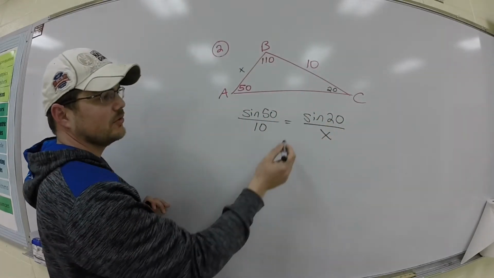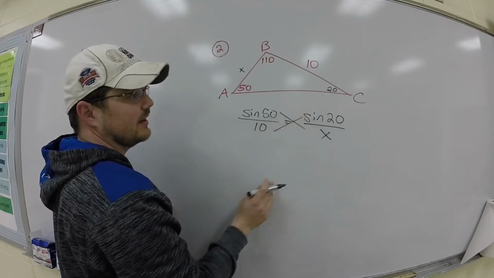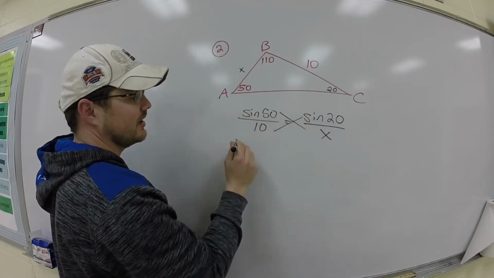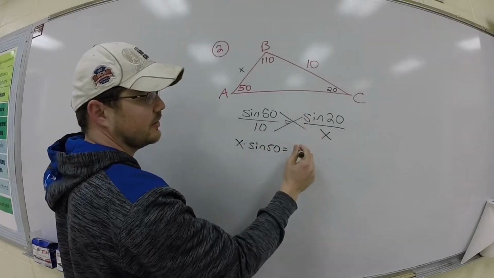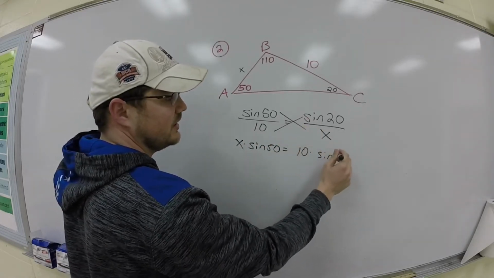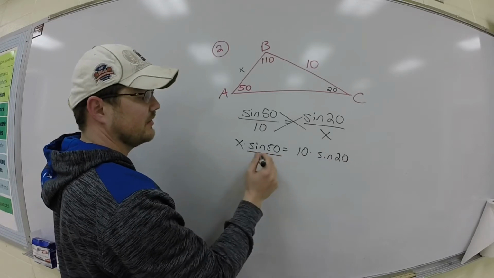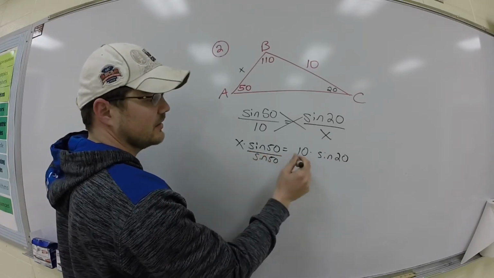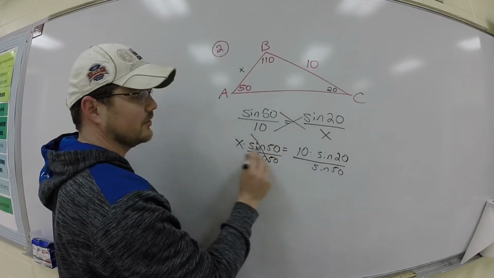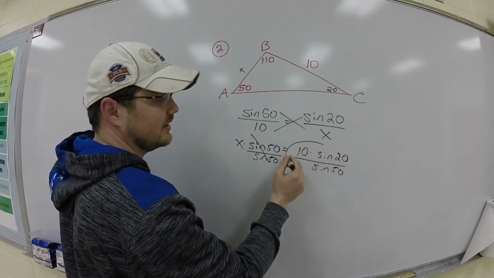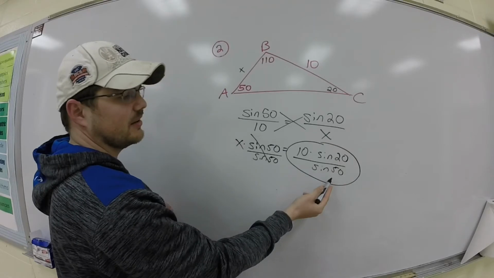Now let's cross multiply and get x by itself. So x times sine 50 equals 10 times sine 20. Divide by sine 50 on both sides to get x by itself. They cancel out, so x is 10 times sine 20 divided by sine 50.